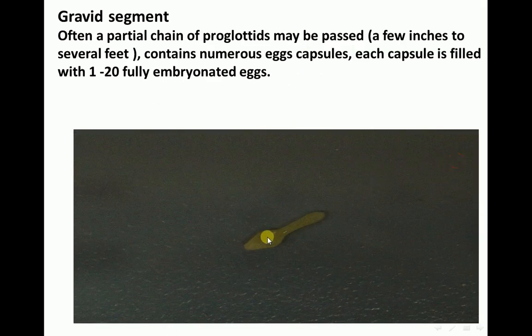Gravid segment. Often, a partial chain of proglottids may be passed a few inches to several feet. Contains numerous egg capsules. Each capsule is filled with 1 to 20 fully embryonated eggs.